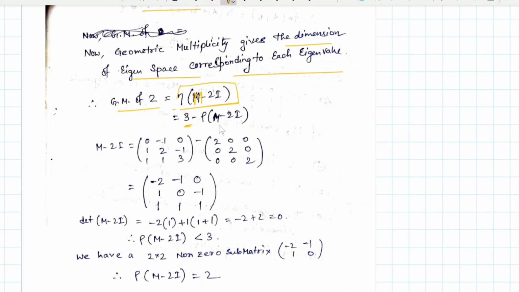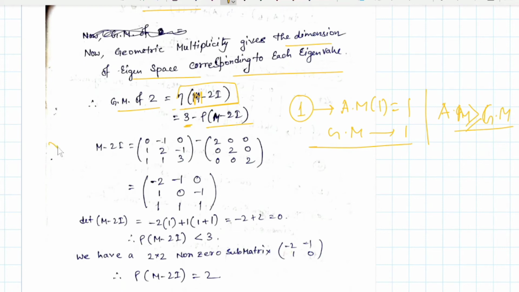3 is the order of the matrix minus rank of M minus 2I. Since 1 is an eigenvalue and the algebraic multiplicity of 1, m of 1, is equal to 1, therefore gm is also equal to 1. Since m is greater than or equal to gm, we can easily say that m and gm in this case are equal. Then we just calculate the case for the eigenvalue lambda equal to 2 here.